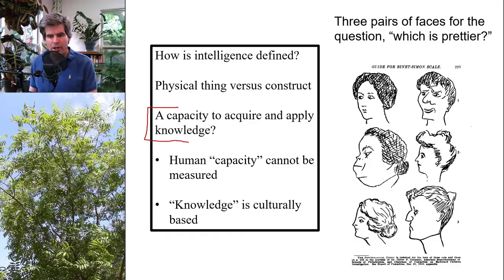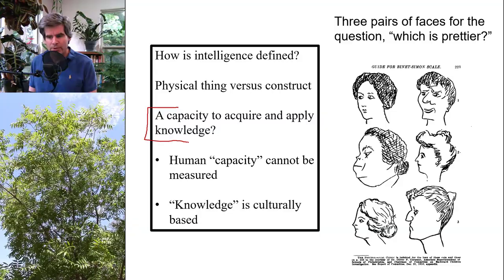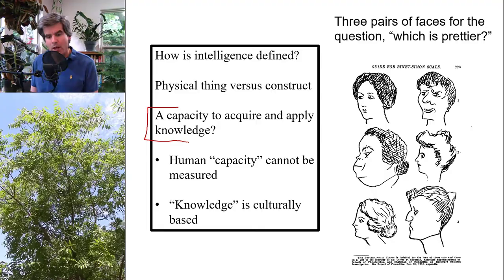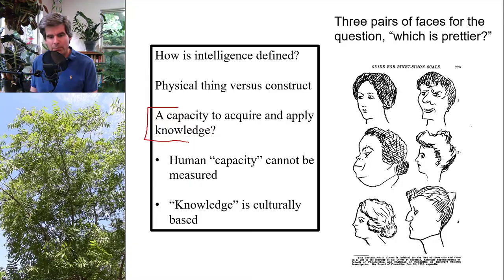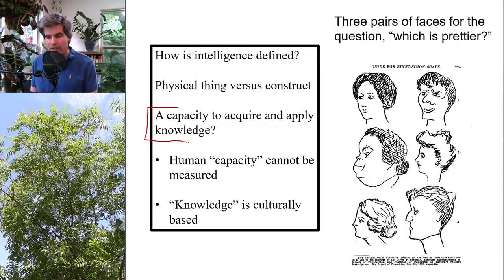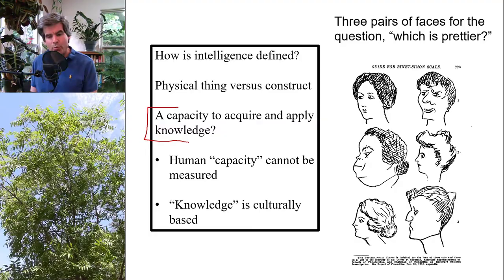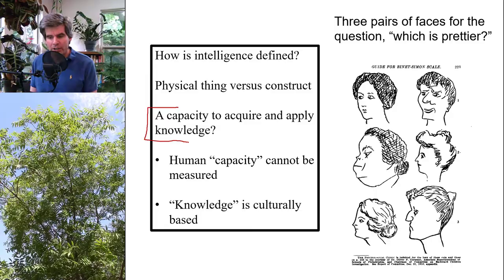Now, this definition has a couple major problems. First, it's not really possible to measure a person's capacity. So, for example, you could measure how quickly someone solves a puzzle, but this doesn't tell you about the person's capacity to solve puzzles quickly. Because no matter how fast the person solves a puzzle, there's always a possibility that a person might have the capacity to solve puzzles even faster. Also, it's not possible to measure a person's capacity to solve a puzzle without also measuring that person's experience and training and familiarity or achievement in solving puzzles.